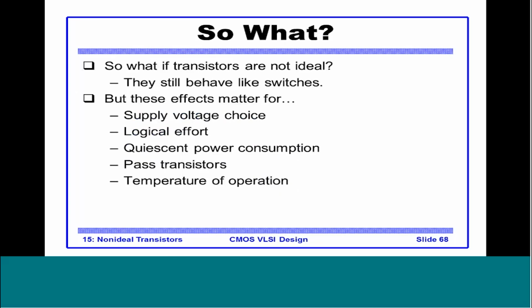Now, what happens if the transistors are not ideal? They are still behaving as switches. They still allow us to make very complicated designs. But what do these effects matter for? They are important because of the supply. What they determine is the supply voltage choice. We'll see the logical effort in more detail. They determine the power consumption. They determine what logic families can be used. For example, can we use fast transistors or not? They matter for the temperature of operation.